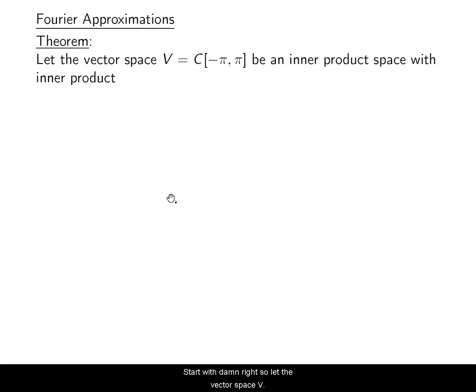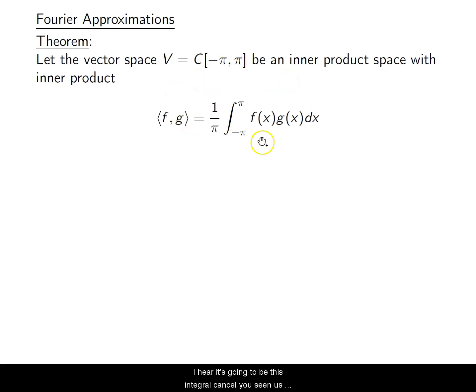Start with the theorem, right? So let the vector space V exist over the smooth space that extends from -pi to pi, right? So remember, smooth means that you are continuous and differentiable. So there's no break here, right? So you have to be at least differentiable once and continuous, so your derivative has to be continuous as well. And let this be an inner product space. So again, it's a vector space with an inner product defined, and that inner product from -pi to pi here is going to be this integral.